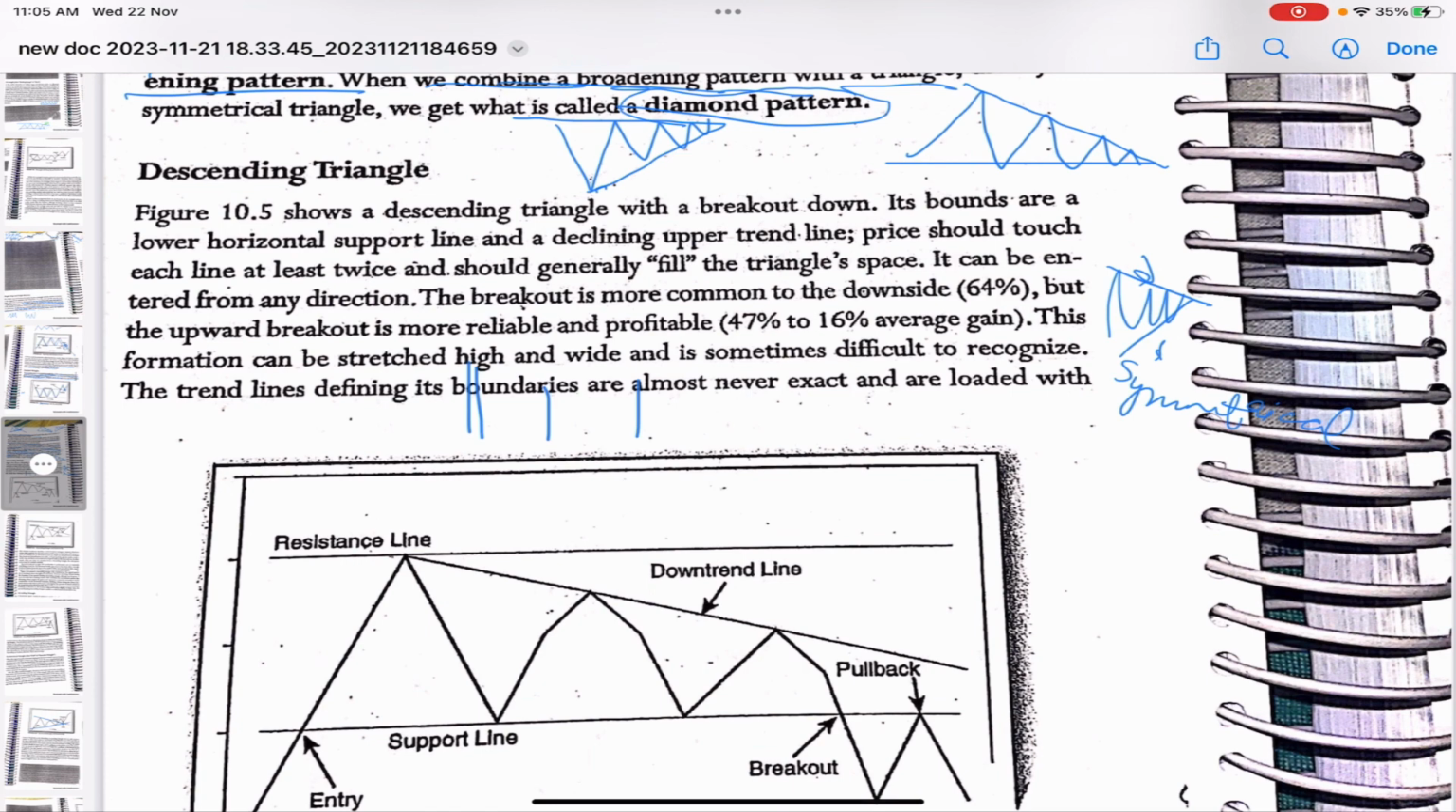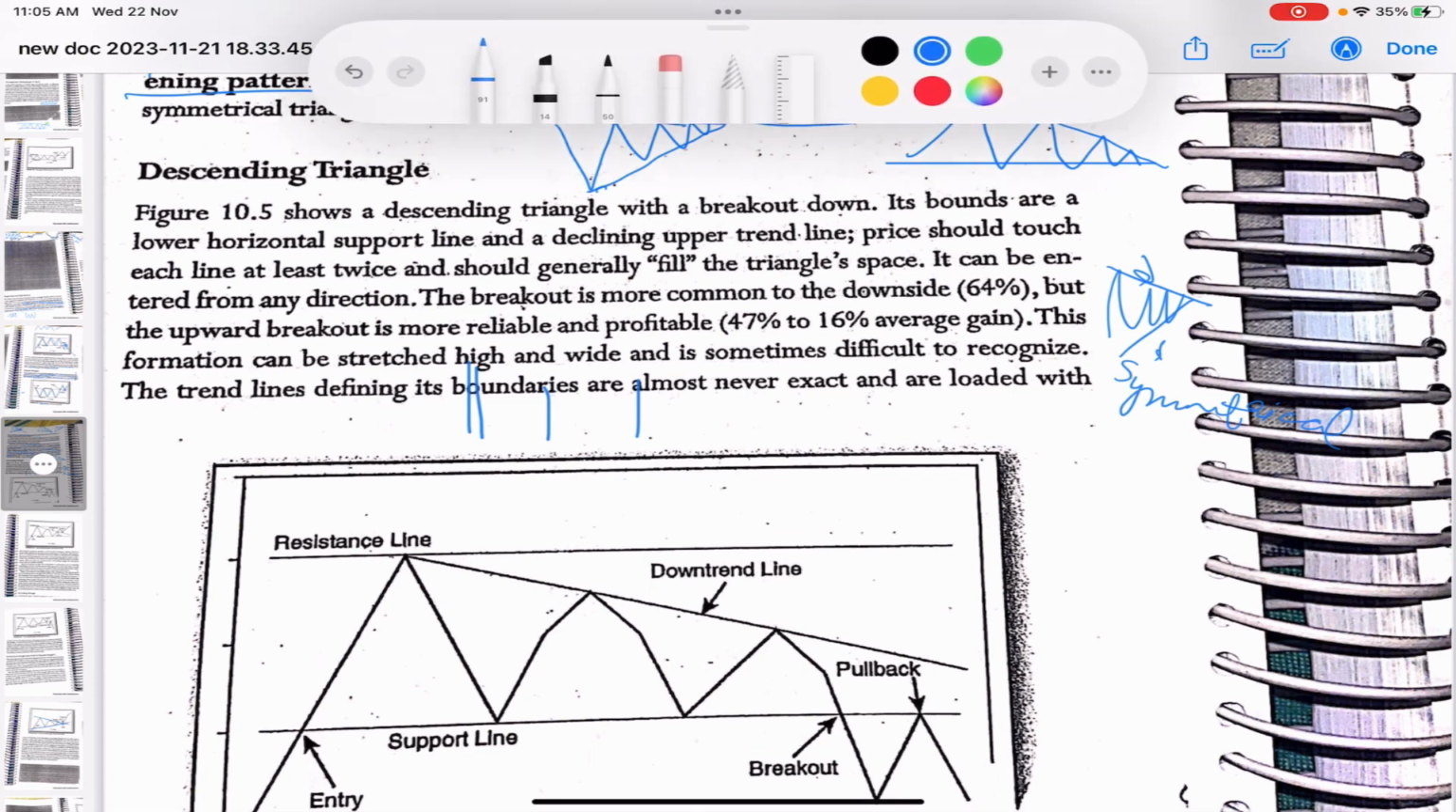Okay, next we have the descending triangle. We have already discussed what a descending triangle is, and the picture is also given over here. We need to keep in mind that price should touch each line at least twice. So you need to make sure that there are at least 2 touches and should fill the triangle space. So it can't just come here and go up again. It should come here, touch down, and then only go up. So minimum 2 touches.